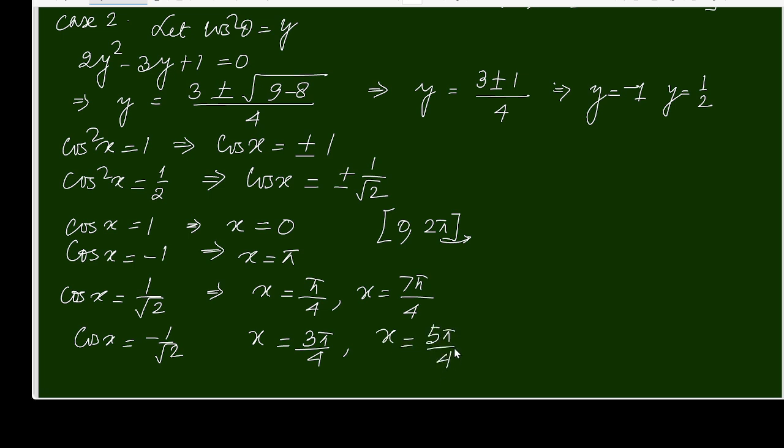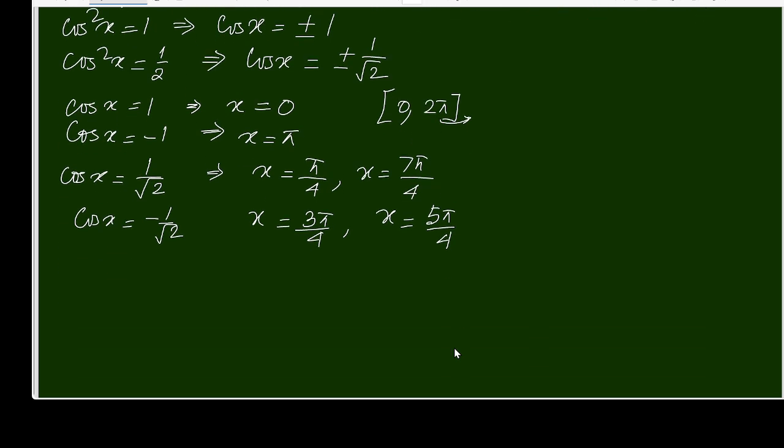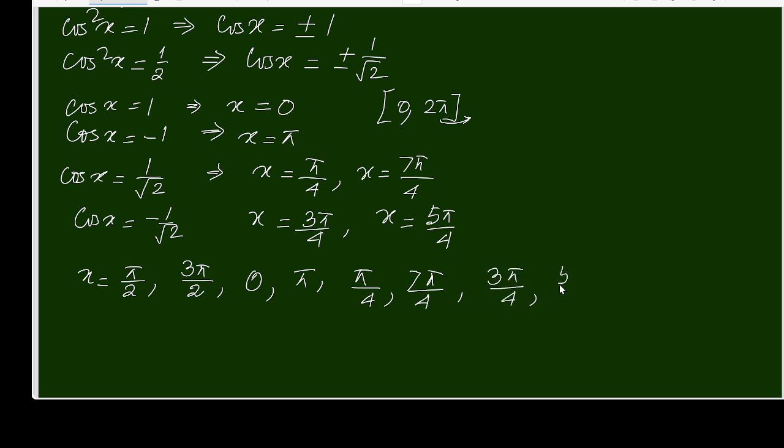So let us compile the result. How many solutions are possible now? First we got pi by 2 and 3 pi by 2. For cos x equal to 0 we got these two values. And for cos x equal to plus minus 1 we got x equals 0 and x equals pi. And for cos x equal to 1 by root 2 we got pi by 4 and 7 pi by 4. And for negative 1 by root 2 we get 3 pi by 4 and 5 pi by 4.